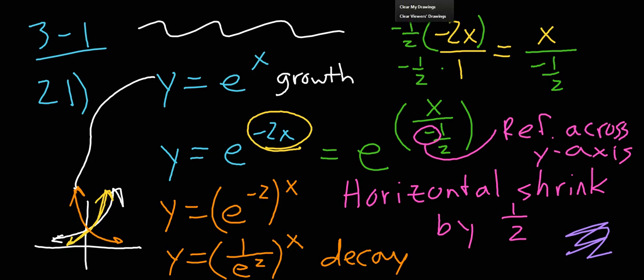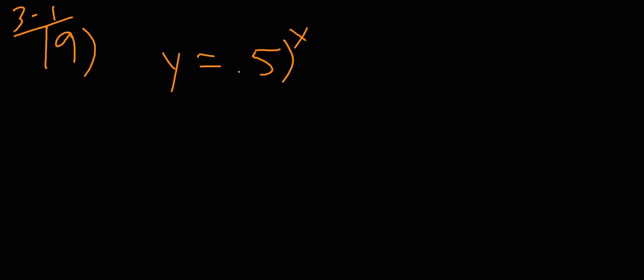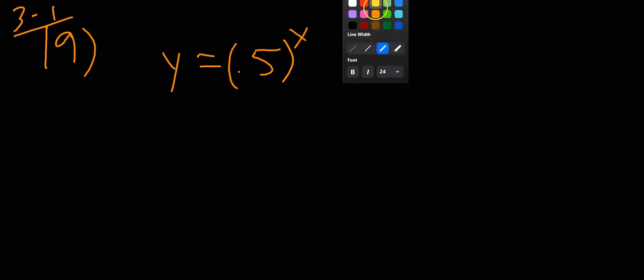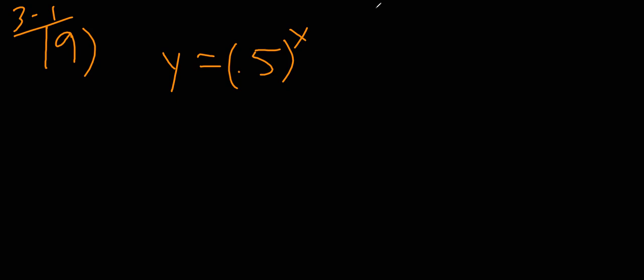Let's see if there's any other good ones in there. 19 looks good. Still on that 3-1. 19. So we're starting with y equals 0.5 to the x. Is that growth or decay? That's decay. And then we do some changes to it.